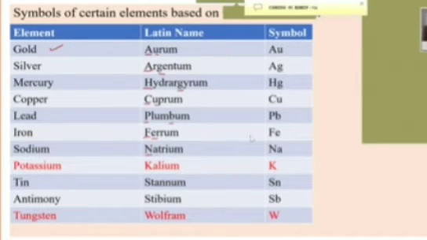Copper, Cuprum, symbol Cu. Lead, Plumbum, symbol Pb. Iron, Ferrum, symbol is Fe. Sodium, Natrium, symbol is Na. Potassium, Kalium, symbol is K. Tin, Stannum, symbol is Sn. Antimony is Stibium, symbol is Sb. And tungsten is Wolfram and the symbol is W. That's all for symbols. Now let's move to valency, our next portion.